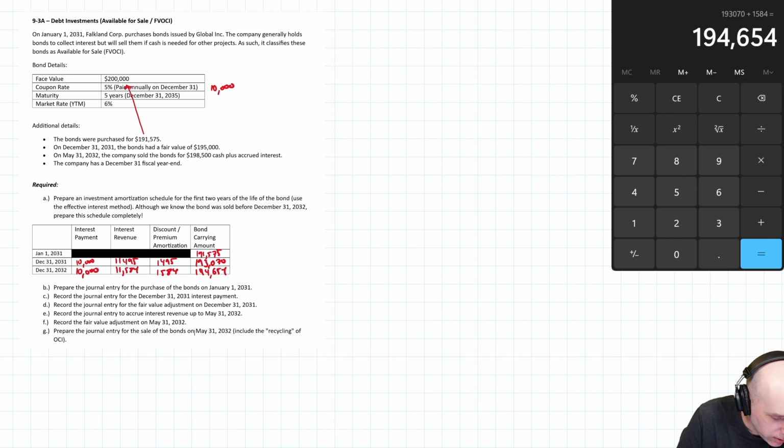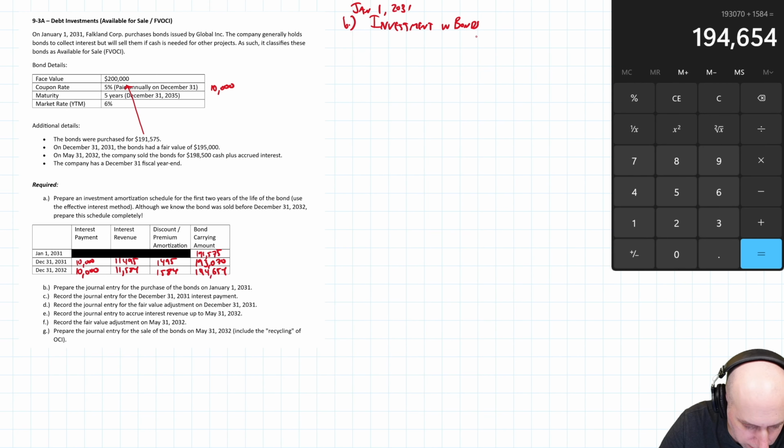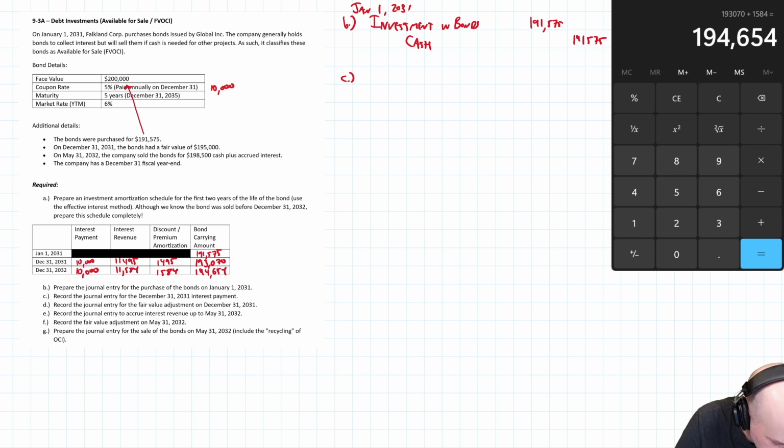Okay, the question goes on to say, do some journal entries. So first journal entry, the journal entry for the purchase of the bonds. That's an easy enough journal entry. Debit investment in bonds on January 1st, 2031, 191,575, what we paid for the bond. Credit cash, 191,575.